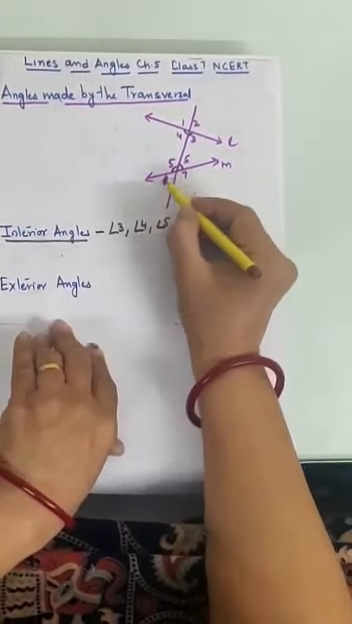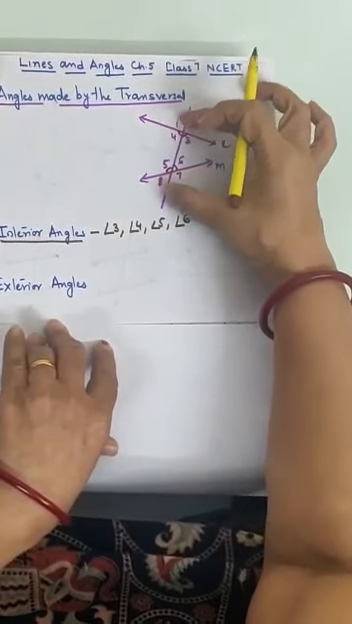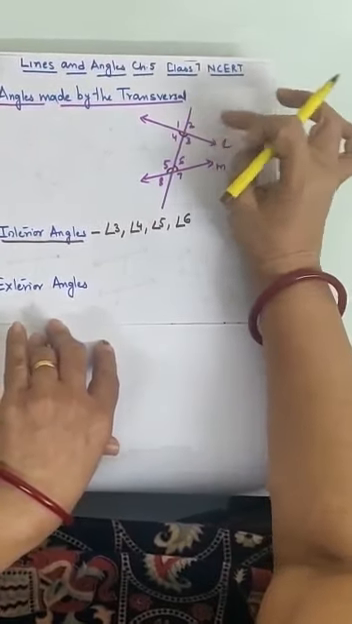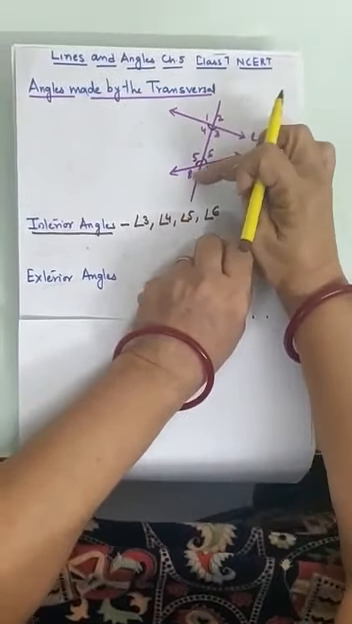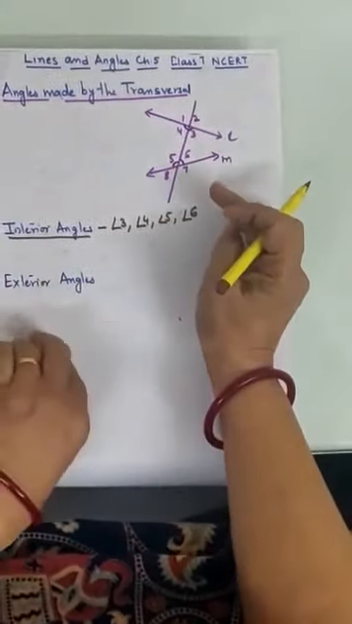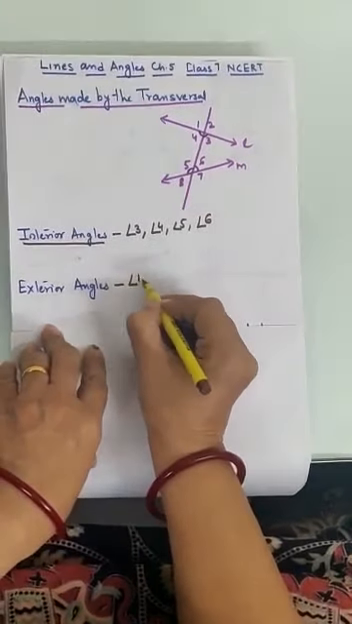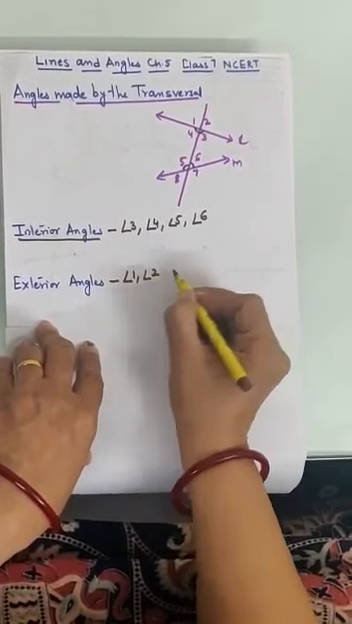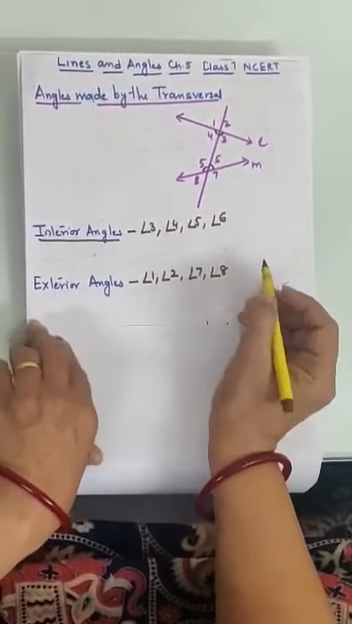Okay, now the angles which lie outside these two lines, inside is this one and outside is this one. So angles which are lying outside these two lines, they are 1, 2, 7 and 8. These are called exterior angles. So here angle 1, angle 2, angle 7 and angle 8 are exterior angles.